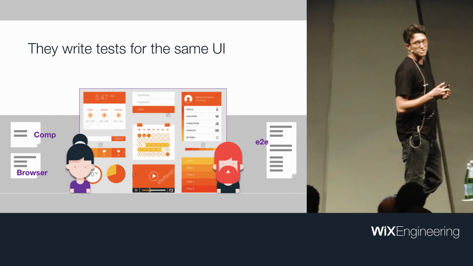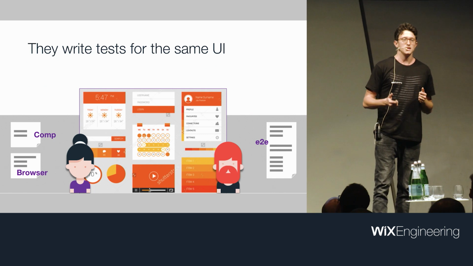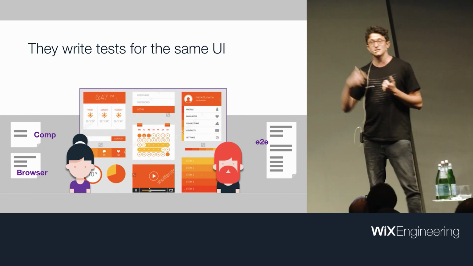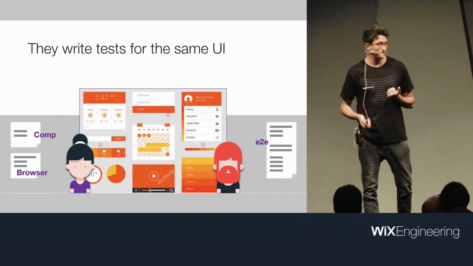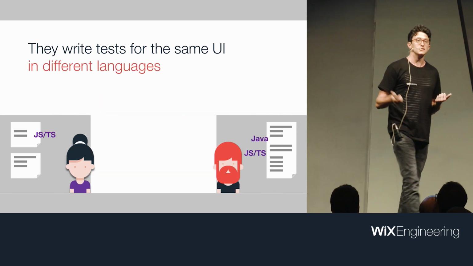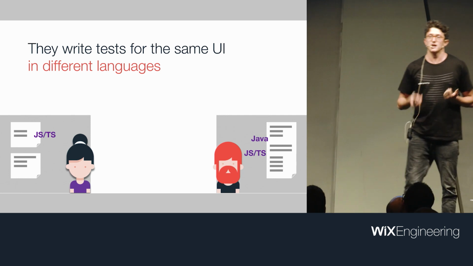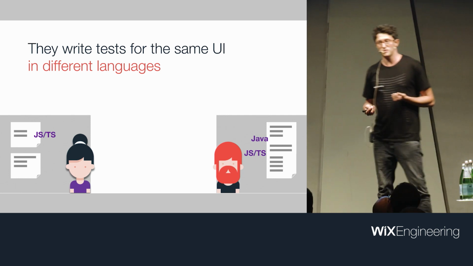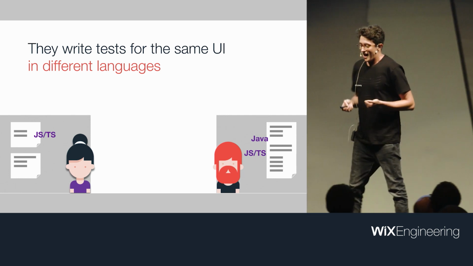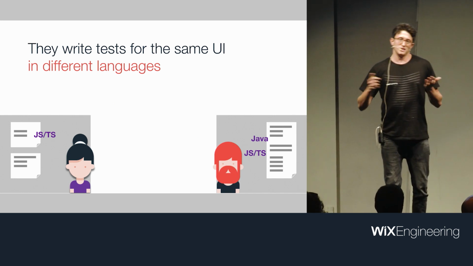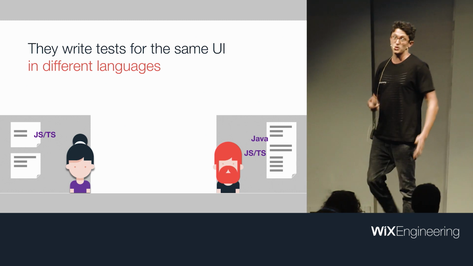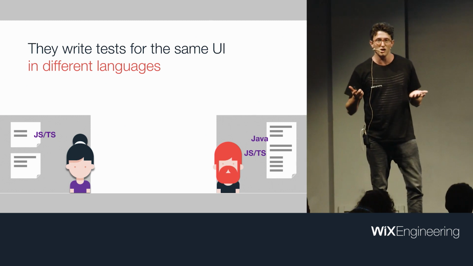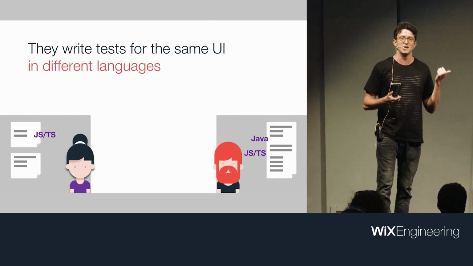And on the other end, Dave writes end-to-end tests on the same UI, but he also tests the real browser on a production environment or staging. They do this in different languages. Anna writes JavaScript or TypeScript, if she's smart. And Dave usually writes Java and now slowly starts to write JavaScript, which is amazing, and kudos for everyone involved. It is something that is enabling this talk.